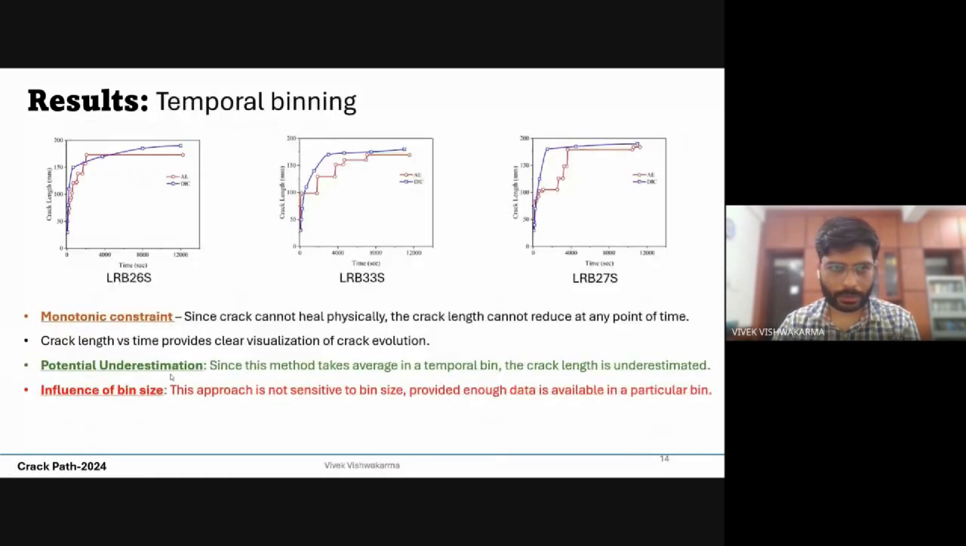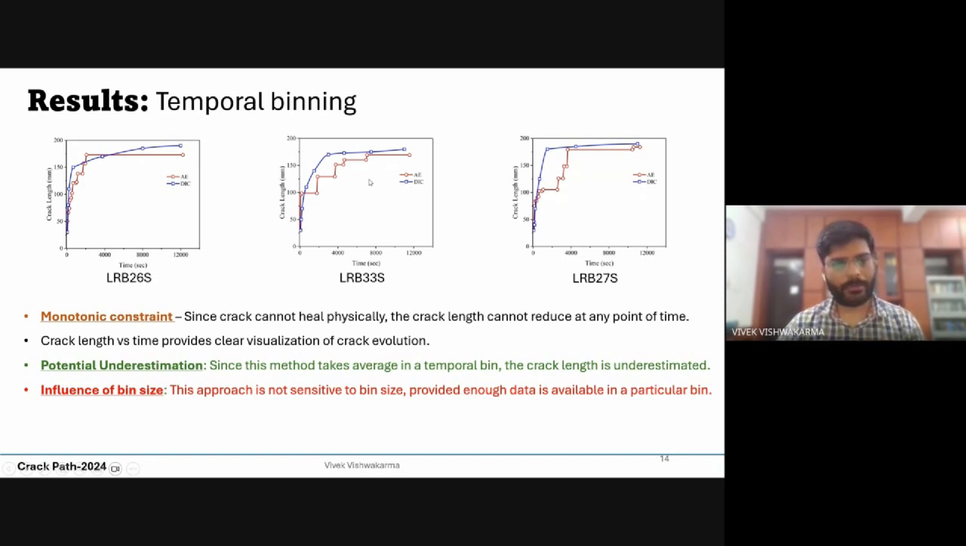Shifting to temporal binning, here there is a catch. You have to apply a physical constraint on your AE data, because you are simultaneously receiving acoustic emission data from all the points of the fracture process zone, and there will be points which are below the crack tip, there will be points which are above the crack tip. So you have to assign a physical constraint to get a meaningful curve out of that.